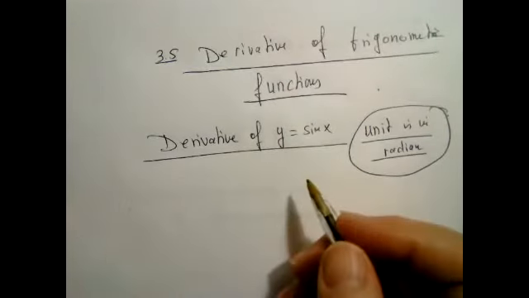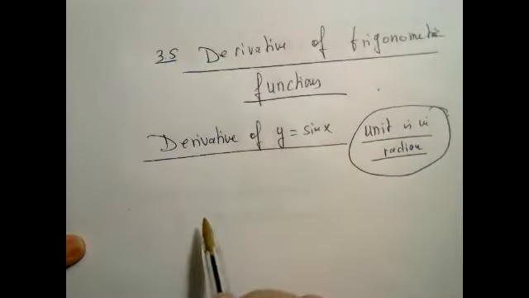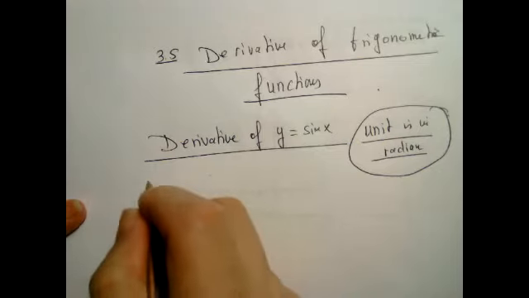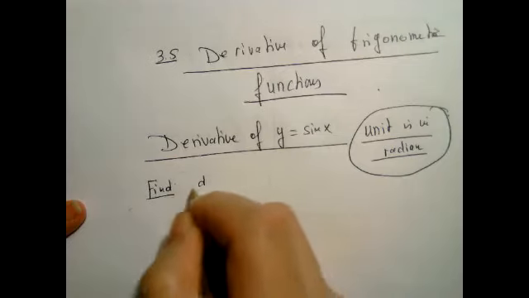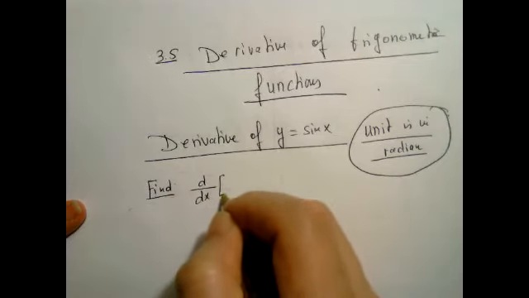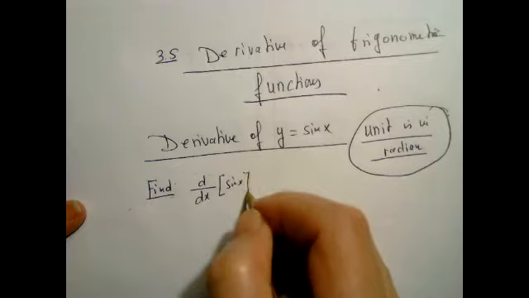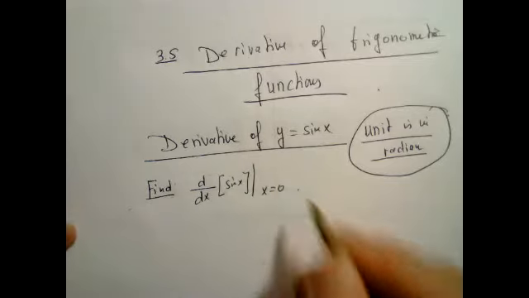Okay, so the only thing I'm going to do is, this is my function, sine of x. We're going to find the derivative of sine of x at x equal to 0. We're going to find this one only, and then we proceed.